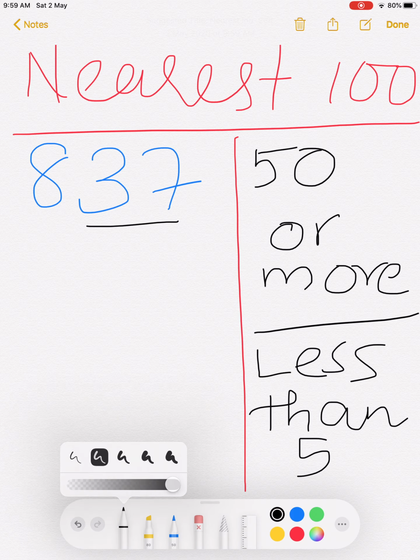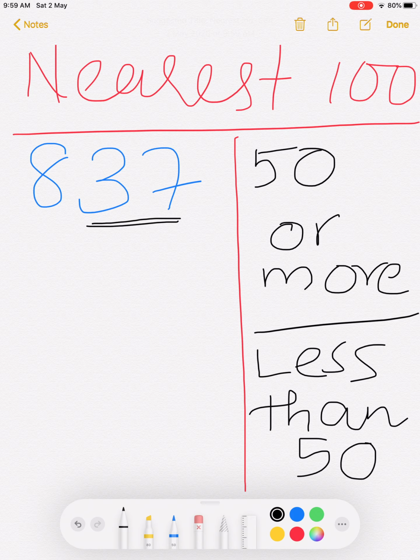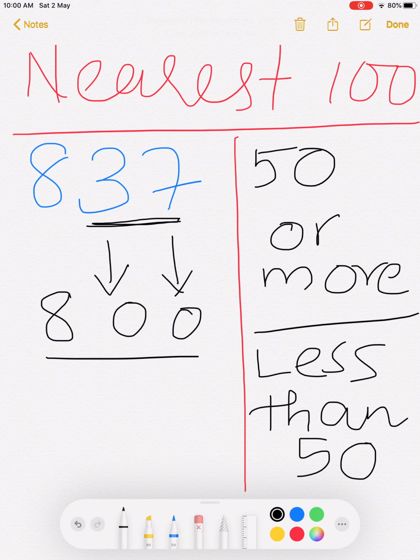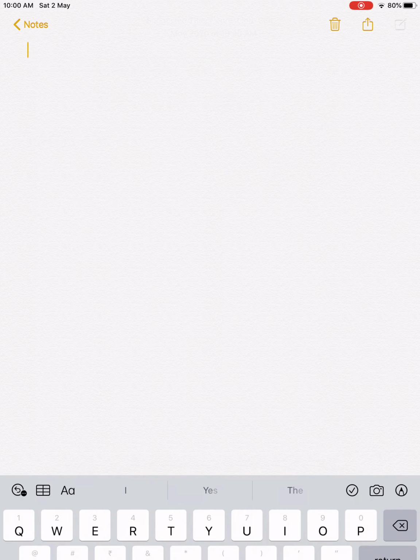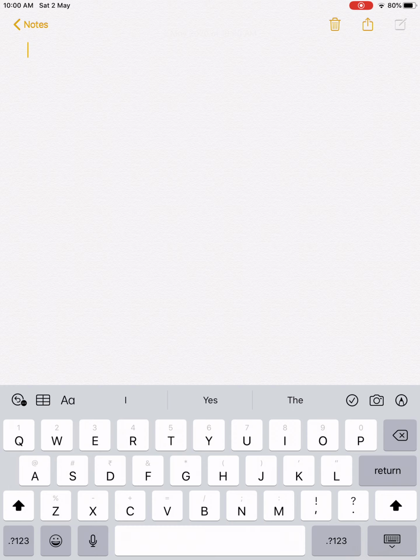Here you see, two conditions: 50 or more, or less than 50, because in 100 two zeros are there, ones and tens, so we consider those two places. You check those two places, 50 or more or less than 50. If less than, no change, simply we put the zeros. Here 37 is less than 50, so no addition is there in the 100th place. Understood?